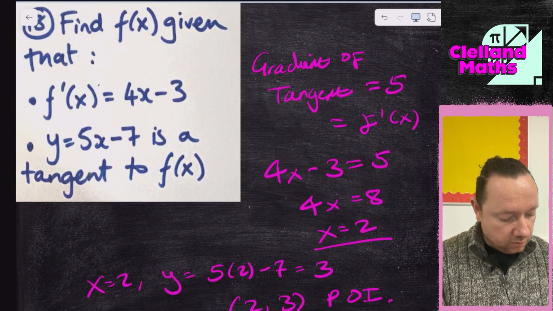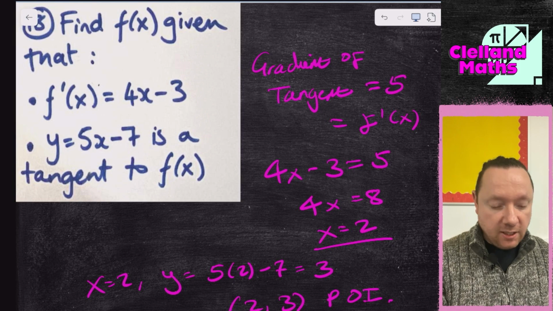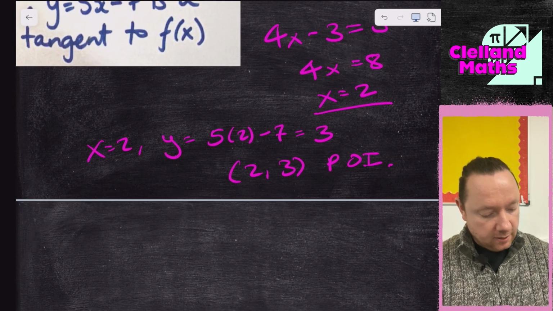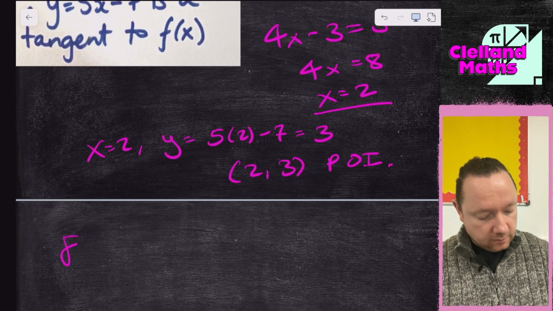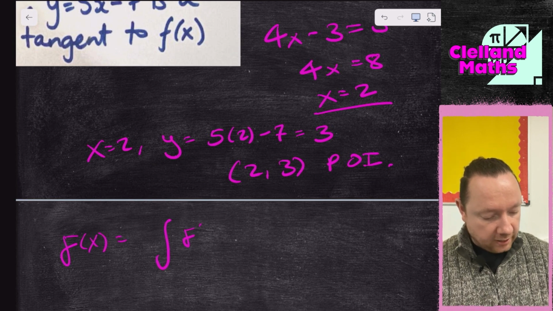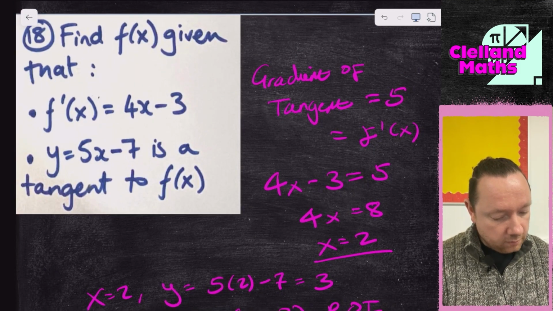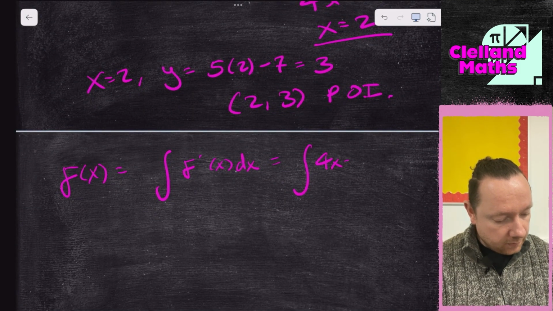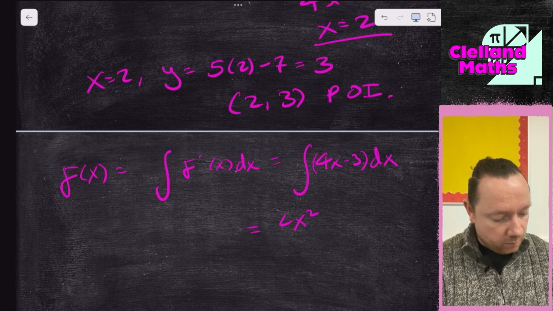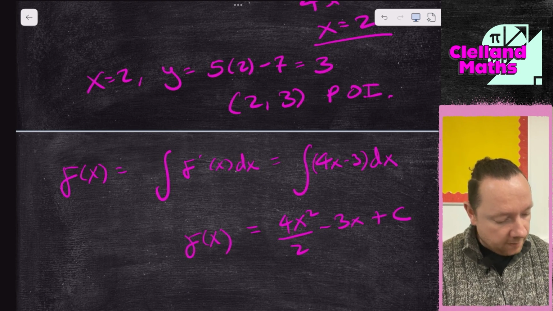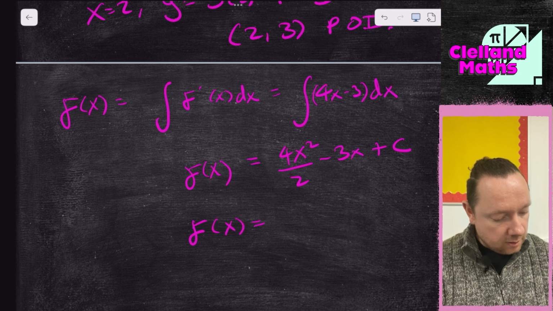With a point of intersection of 2, 3, we now need to find f of x, but we know f dash x, so we can integrate f dash x to get f of x back. So f of x equals the integral of f dash x dx. So we're integrating that. That's the integral of 4x minus 3 dx. So add 1 to the power, divide by the new power, but then you've still got a plus c. So f of x equals 2x squared minus 3x plus c.